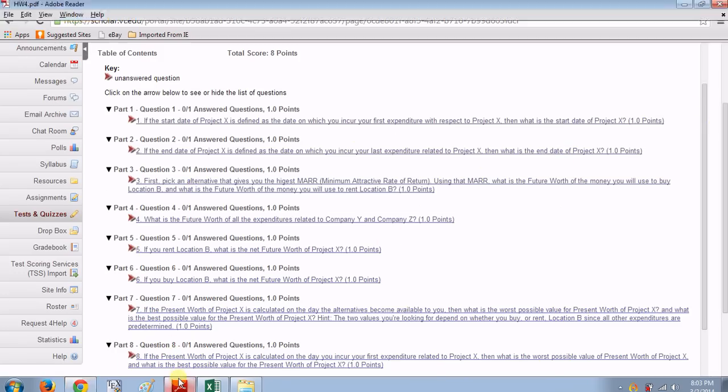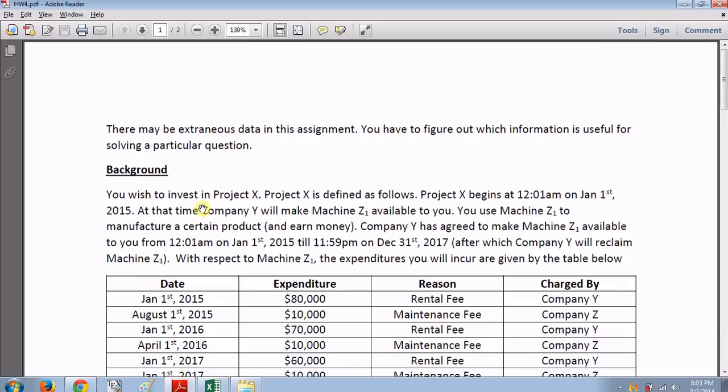Okay, so what I'm going to try and do, and this tactic is going to help you a lot on the midterm, is try and extract data as I read through the question, whatever piece of information it may be. There may be extraneous data in this assignment. You have to figure out which information is useful for solving a particular question.